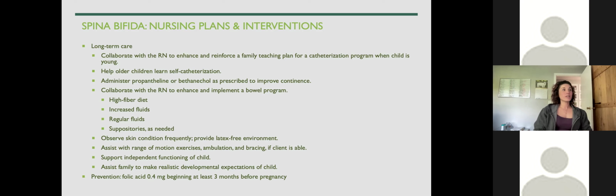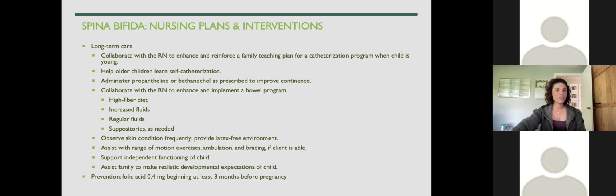These kids are going to need really good skincare, making sure that we have a latex-free environment. They're going to need help with range of motion where they don't have control over their extremities. They might need some help with ambulation, special braces to help them. We want to support the independence of that child as much as possible and develop realistic goals with the family for their expectations of the child's function.